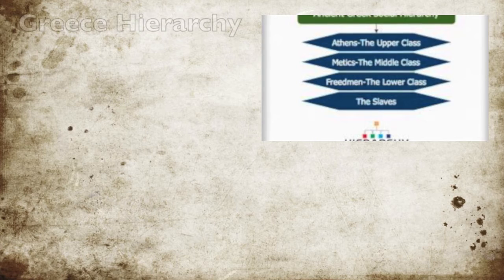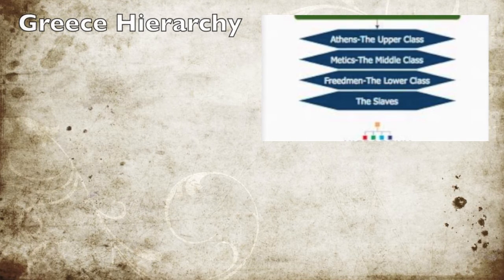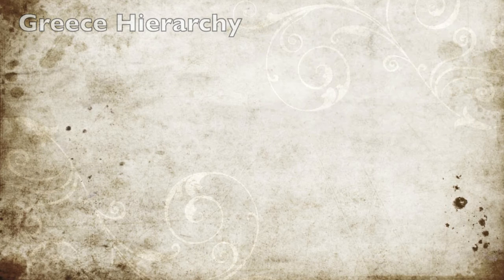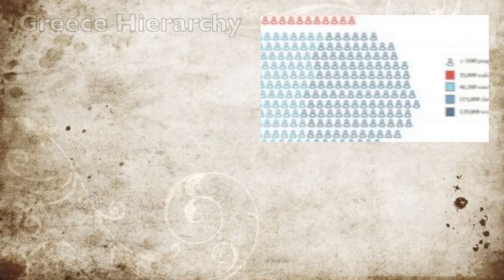The Greeks had a social hierarchy. It started with the slaves, the freedmen, the middle class, and then the higher class. Slaves had no rights. The lower class were farmers, the middle class were shop owners, the higher class were the men that voted and participated in government and whatnot.